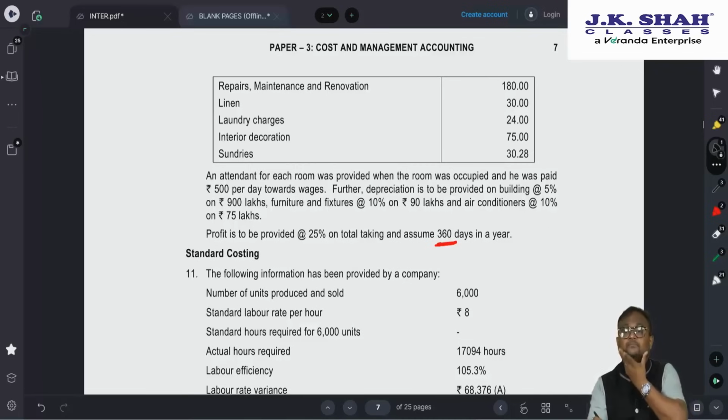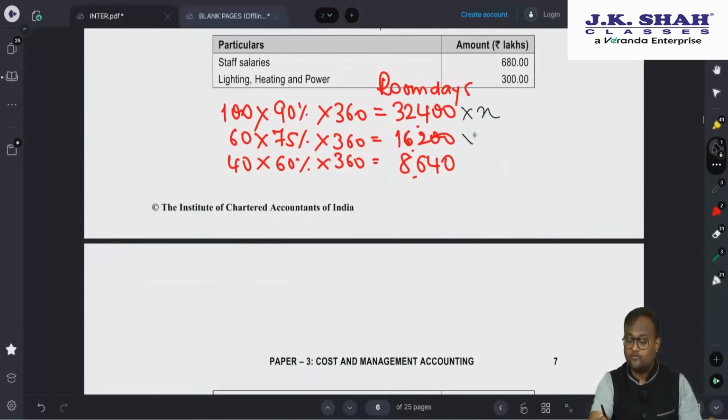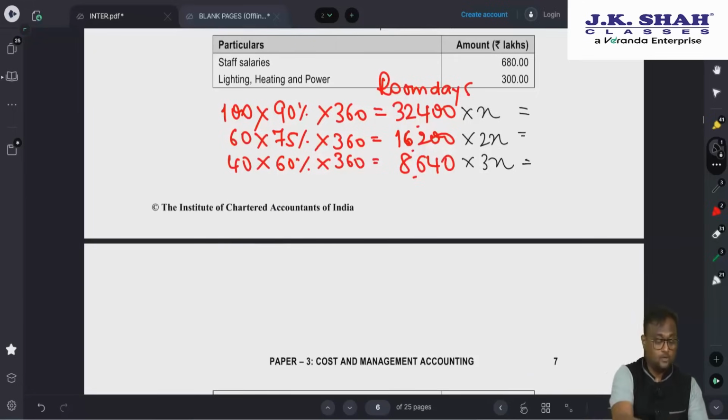Get the total cost. Once you get the total cost, 25% on takings is 1/4 on sales. Profit is 1/4, 25 upon 100, 1/4 on sales. 1/4 on sales means when sales is 4, profit is 1, that means it is 1/3 on cost. You can apply 1/3 on cost, add profit. Once you decide the rent to be collected from all customers, you should be knowing this. If we charge X here, this will be 2X, this will be 3X. So eventually 32,400X will be the collection, 32,400X will be another collection, and 8640 into 3.